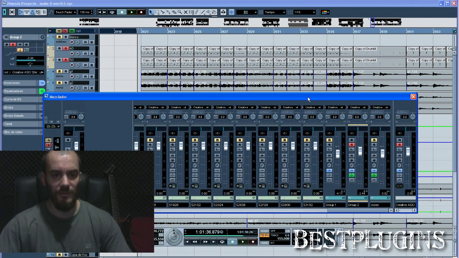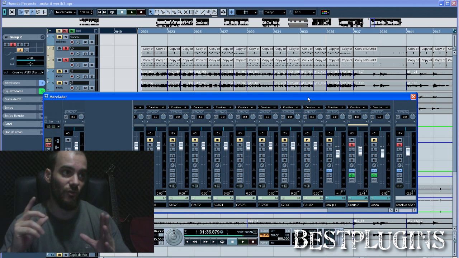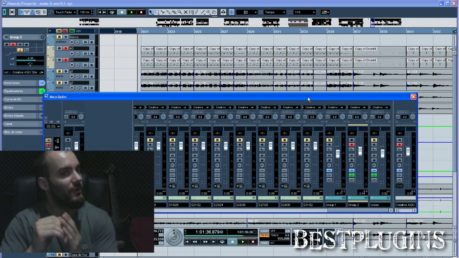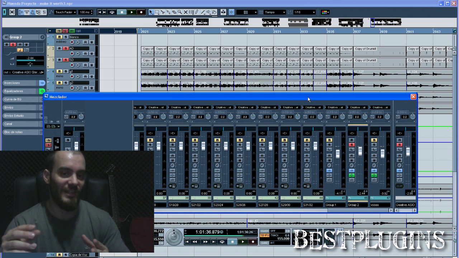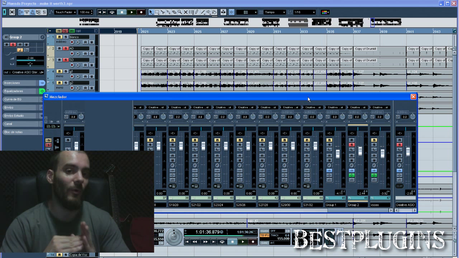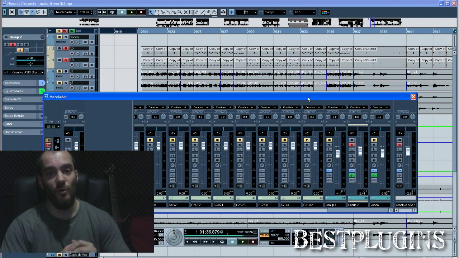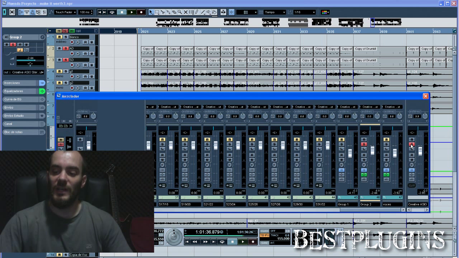So here you have this method to know if you are overcompressing or overlimiting the mix. It's really useful, more than you will think right now, it's a very pro tip. So please use this tip and don't push too much the level of your songs.